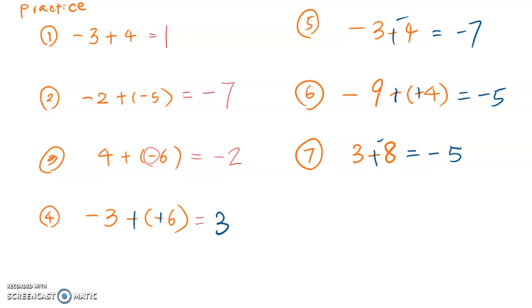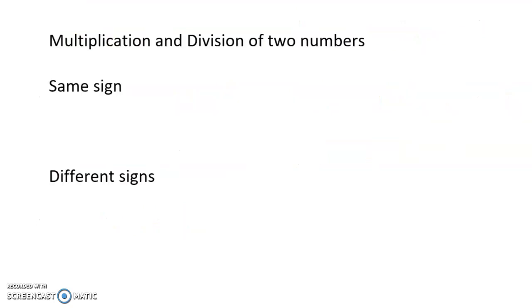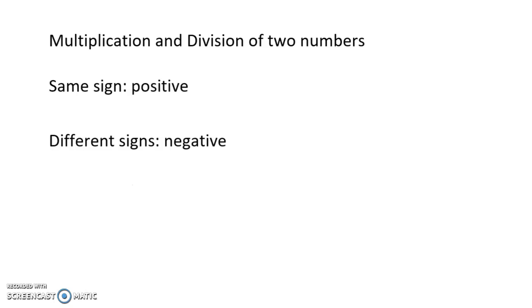Now we will move to multiplication and division of two numbers. We'll still look at the two cases: if the two numbers have the same sign and if the two numbers have different signs. If you're multiplying or dividing two numbers with the same sign, your answer is going to be positive. And if the two numbers are with different signs, the answer is going to be negative.